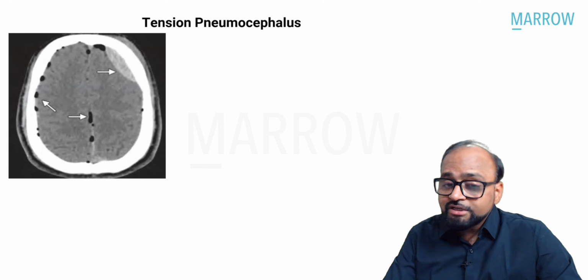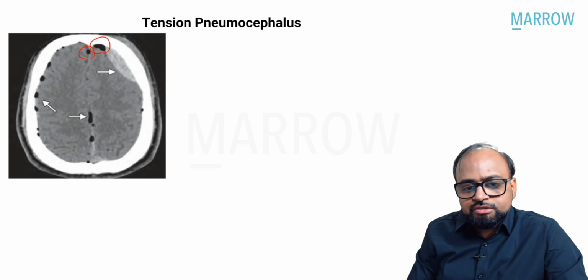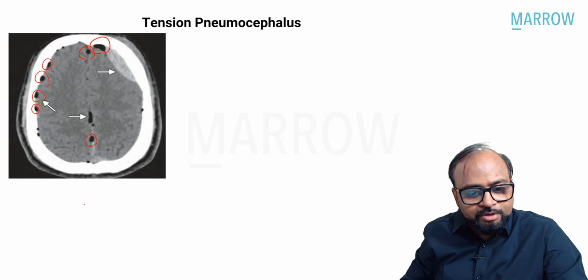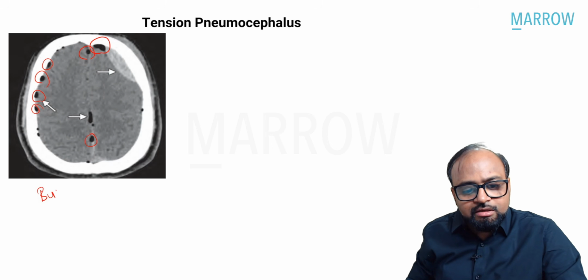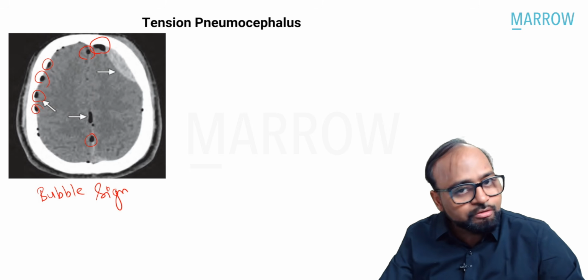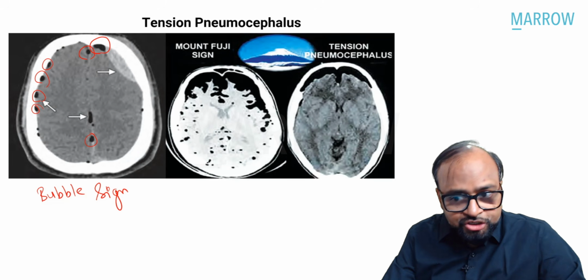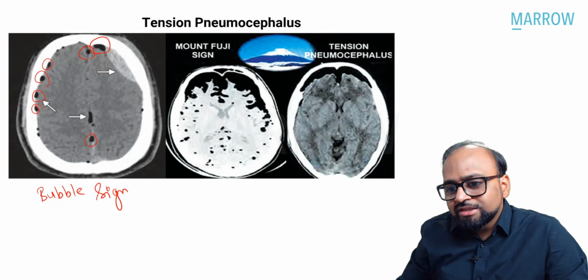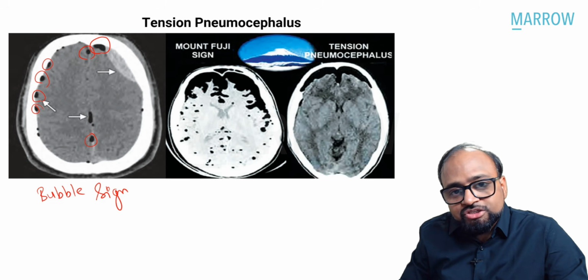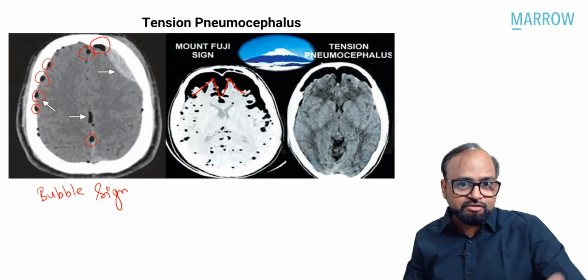Now see here, various imaging appearances have been associated with pneumocephalus. Can you see all these tiny bubbles of air scattered right around the brain? This is called the bubble sign related to pneumocephalus. But when the air is at a very high pressure in tension pneumocephalus, the brain is compressed, so it appears pointed like this. This resembles the appearance of Mount Fuji, which is an active volcano in Japan.